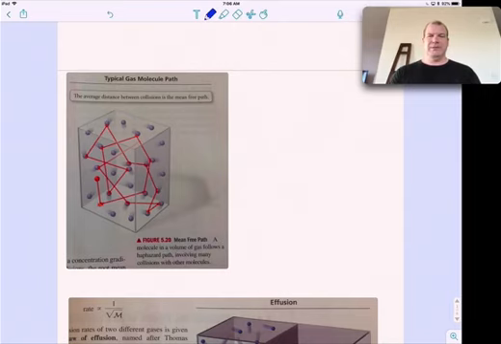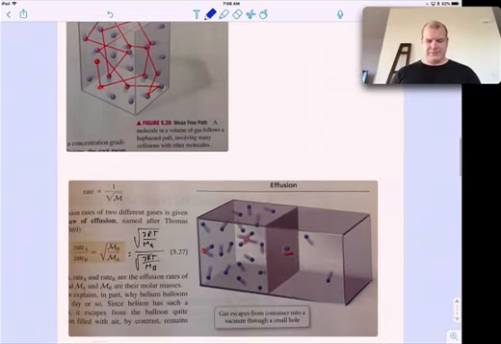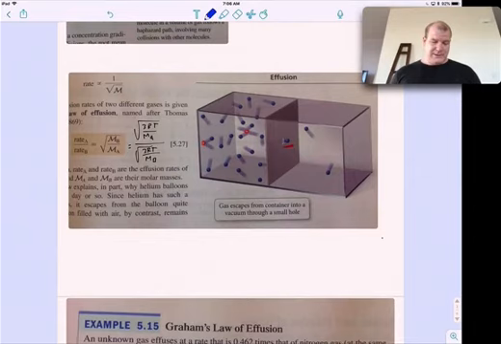So the mean free path can be pretty big for interstellar gas, but not so much for terrestrial. Okay, so the next thing we talk about is effusion.